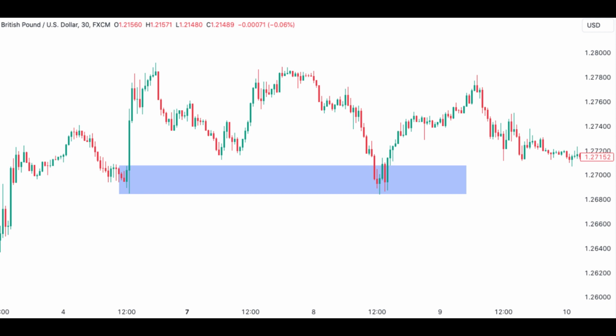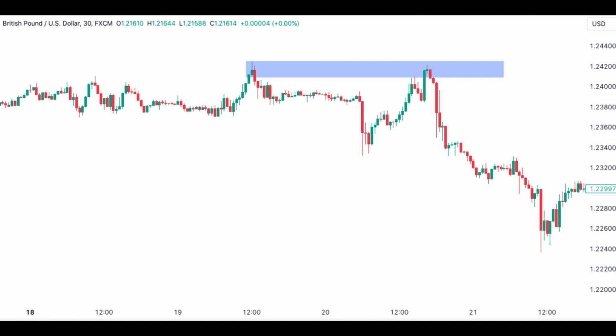Now, how to trade this strategy? Once you have your areas marked out, trading supply and demand becomes very easy. Let's start with the supply. In the supply zone, you will be expecting to sell because this will be forming an overall downtrend market. Wait for price to come back to the supply zone.